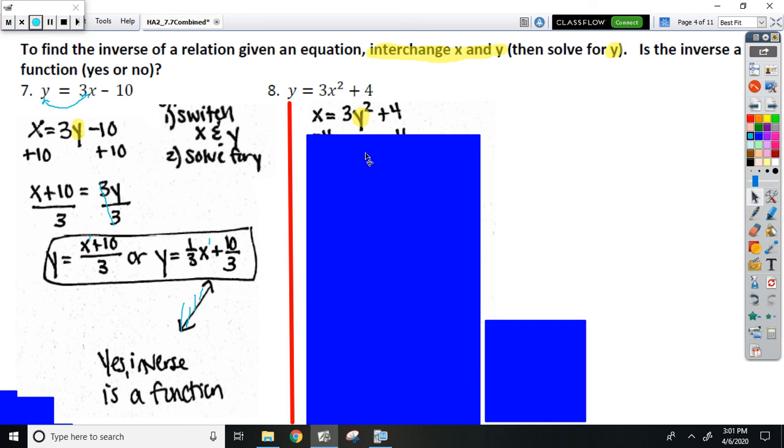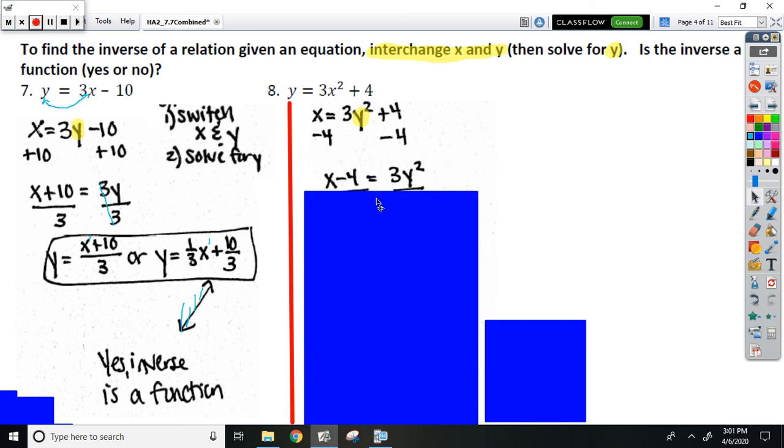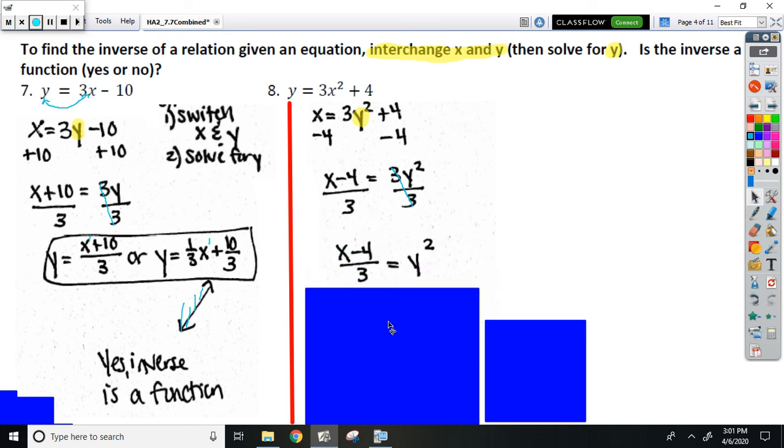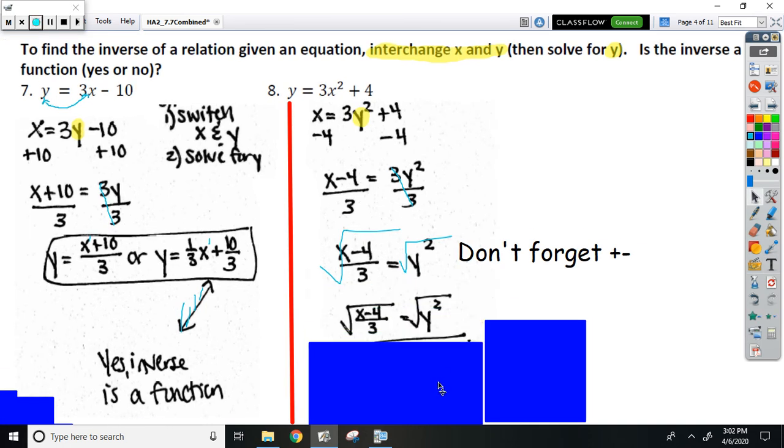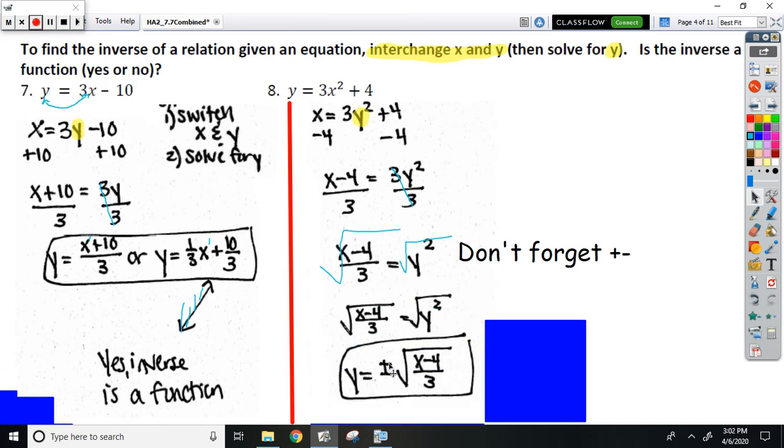So I need to undo addition of 4 with subtraction of 4. Then I need to undo my multiplication of 3 with division of 3. These will cancel each other out. And our last step then is to undo a square with our square root. Now the biggest mistake I'll see is you guys forget your plus or minus. You need your positive and negative symbol as soon as you draw that square root symbol in. So our answer should be y equals positive and negative square root of x minus 4, all over 3.